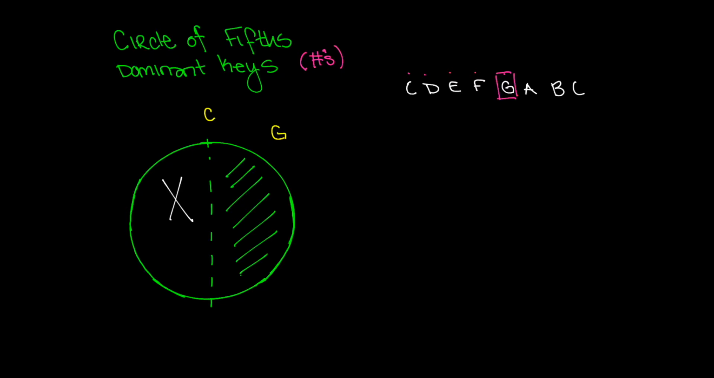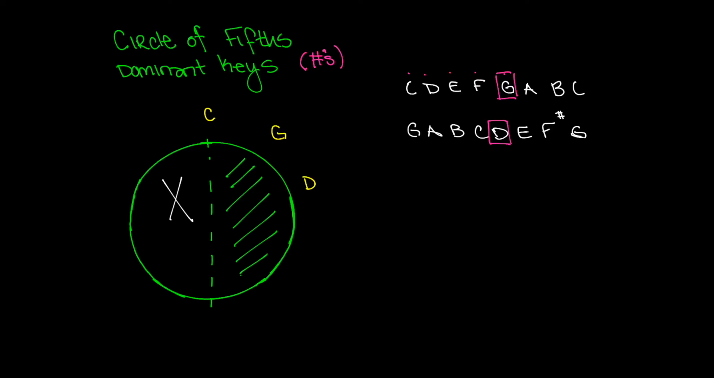Then I want to write out the G major scale: G, A, B, C, D, E, F sharp, G. Don't forget my sharps. I want to once again find the 5th degree of the G major scale, and we're going to write that one over here. Essentially, you're starting to see a pattern here.